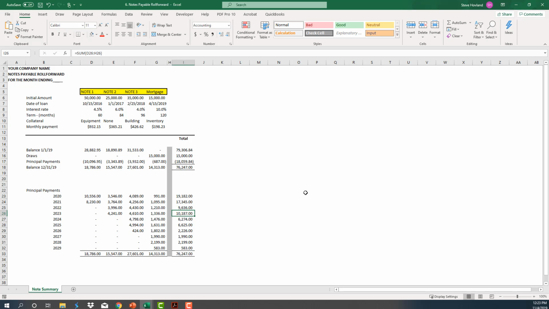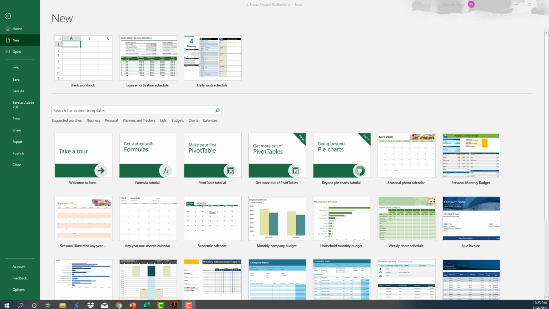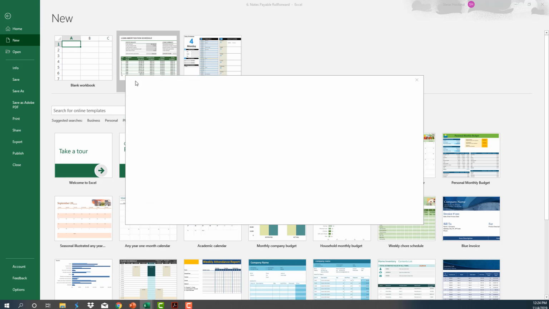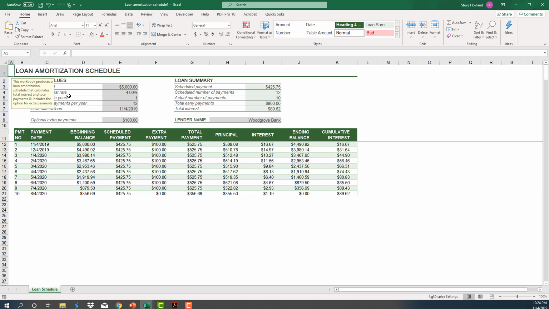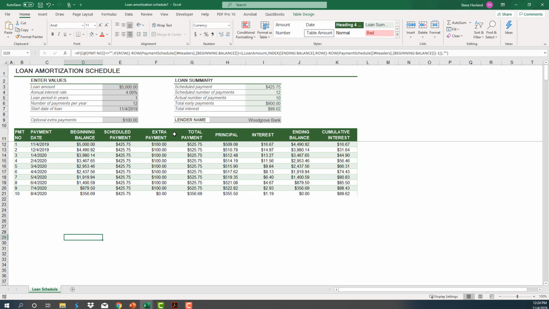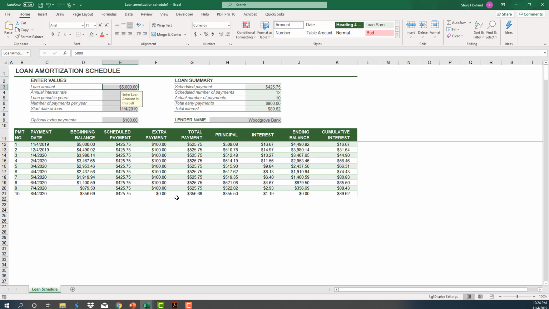So let's take a look at an amortization schedule real quick. In Excel, when you go to File and you click on New, it's going to pull up all these little templates that you can use. Well, right here, and because I've used it recently, it's popped up here, but it'll be down in here, is a loan amortization schedule. So go ahead and click on that, and then it brings up a nice little loan amortization schedule. In this situation, all you have to do is fill out this information, and it'll do the calculations for you.